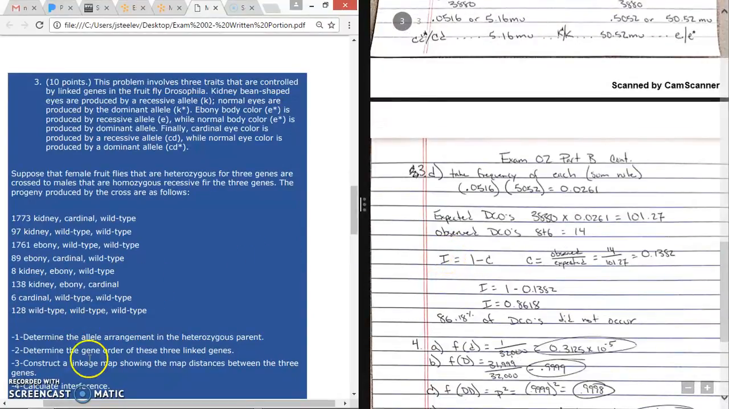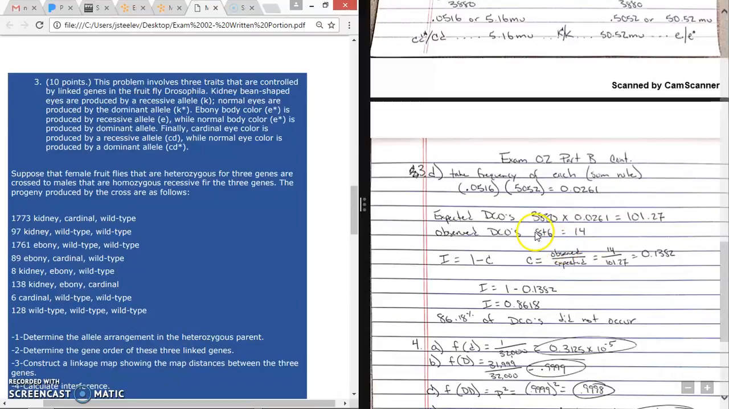Okay, so for part D, it says calculate the interference. So to calculate interference, you're just going to take the frequency of each of those DCOs, and that is going to give you, using the product rule, because it's both of them together, not just each individual. So go ahead and multiply those. You get 0.0261, and that will allow you to calculate the expected number of DCOs. So you're going to take your total, multiply it by the frequency of your DCOs, and that should give you right around 101. I got 101.27.